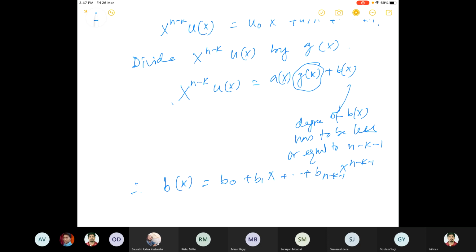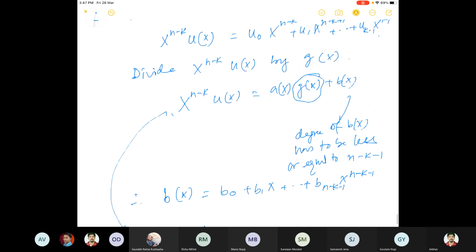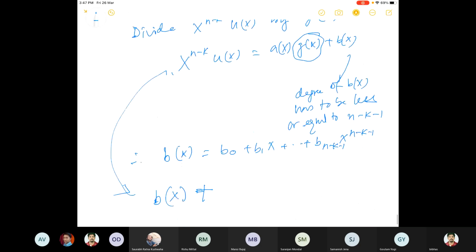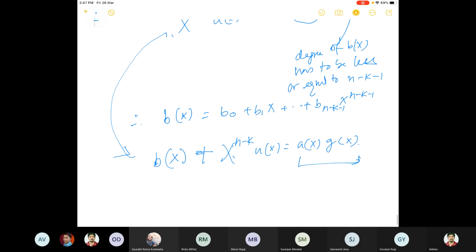So then from here, what we can write is bx plus x to the power n minus k ux is equal to x times gx, and that is what it is. All such ax, it's a multiple of this gx, and therefore it is a code polynomial.